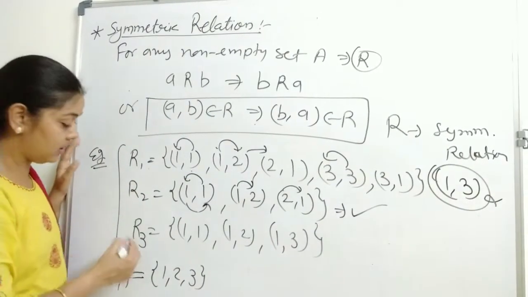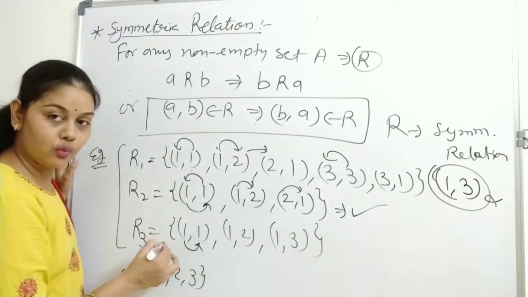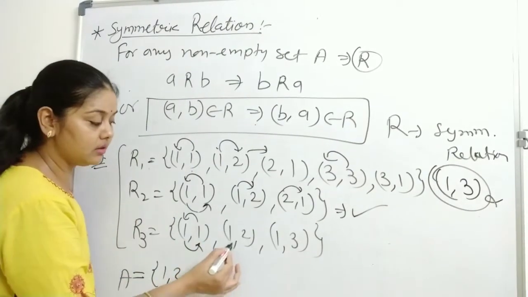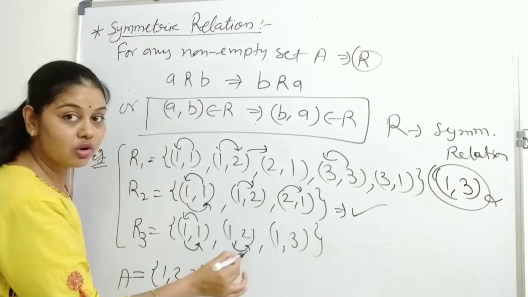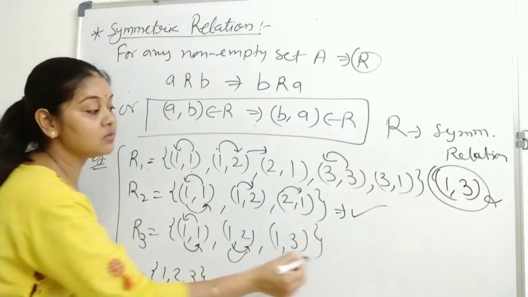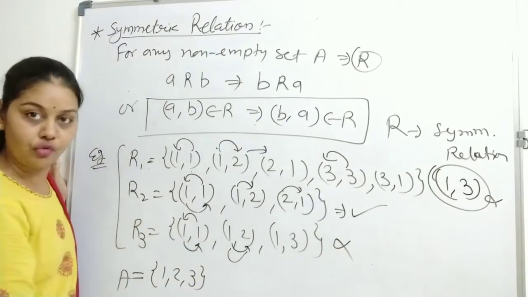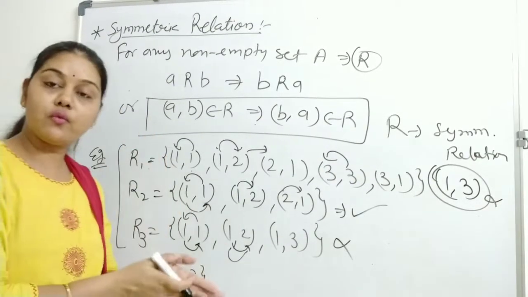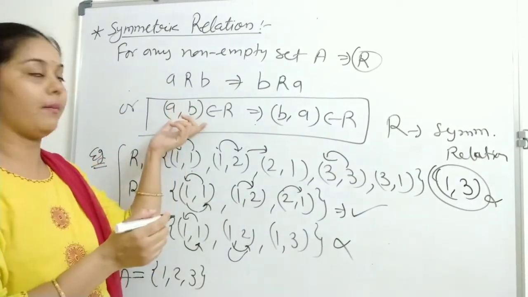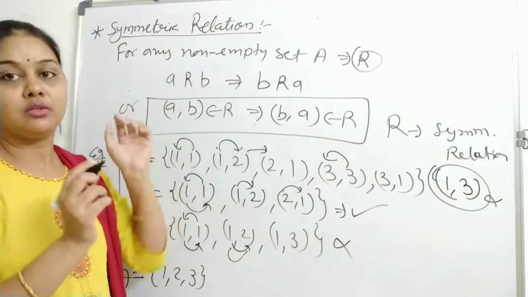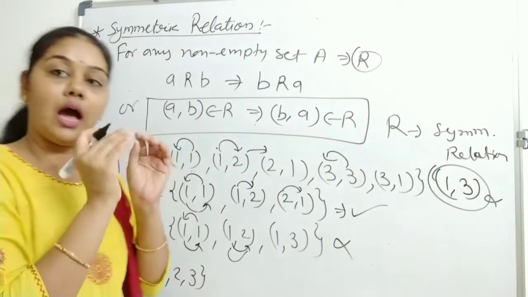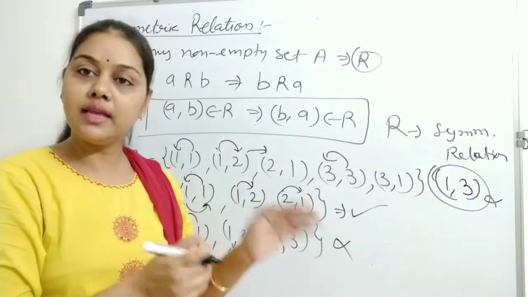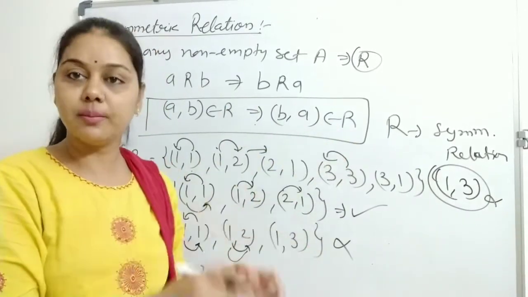Now look at this R. 1 is related with 1, 1 is again related with 1. 1 is related with 2, but this 2 is not related with 1. That's why it is not a symmetric relation. In a symmetric relation, if I have any element (A, B) belongs to R, then I must have the element (B, A) belongs to R. Then that relation will be called a symmetric relation.